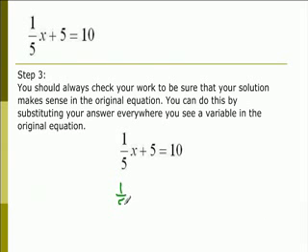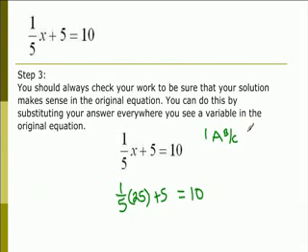You should always check your work. So 1/5 times 25 plus 5 equals 10. Now on your calculator, what you would need to do is do 1, and then there's a button called A, B / C. You're going to hit 1 A, B / C 5 times 25 plus 5. And you're going to hit equals. Okay? And you should get 10.